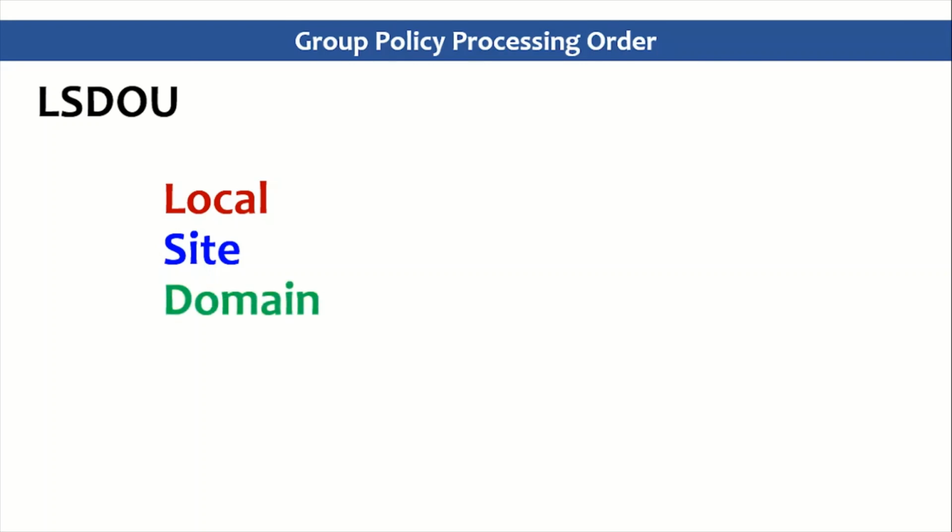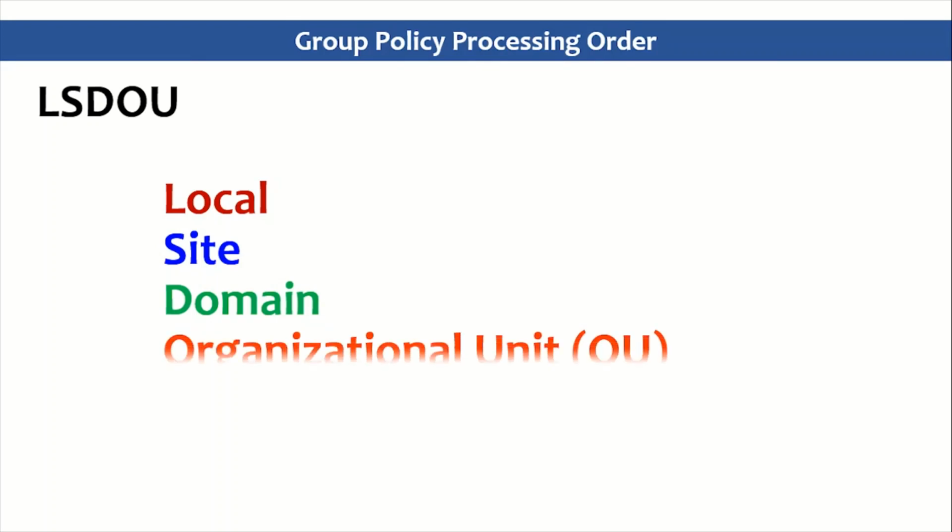So let's understand group policy processing order. Just remember LSDOU. The processing order is: the local policies will be processed first, then the site level policies, then the domain level policies, and last the OU level or organizational unit level policies will be processed. So this is the processing order.